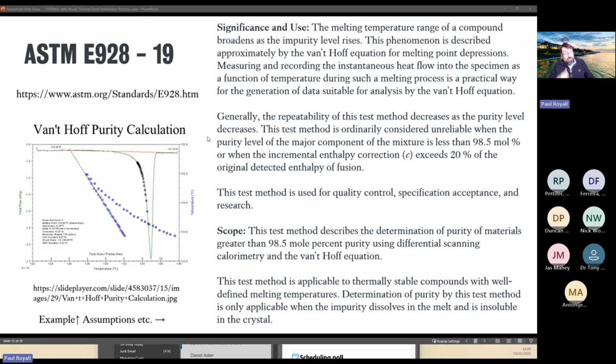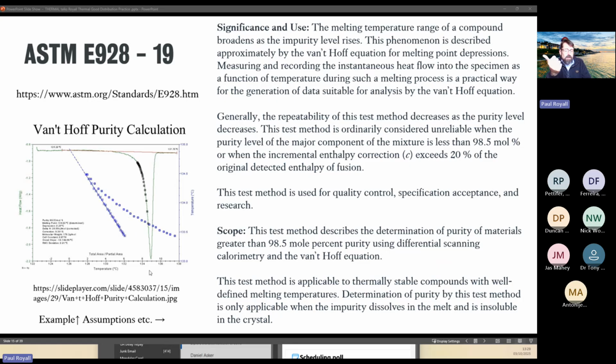You can read through that slide at your leisure, but essentially there's standard techniques within all of the software of DSCs where you can do purity calculations. But there are a few assumptions. Essentially, what's happening here is you're chopping up your melting peak, and then you're plotting those ratios of areas against temperature. You're doing a little bit of normalization, and you're getting a straight line, and then you're measuring.